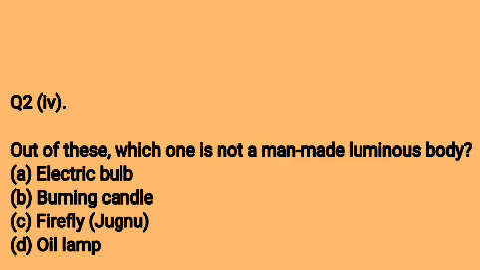Now we are going to see the next question, question number 2, part 4. Out of these, which one is not a man-made luminous body? The four options given are A, electric bulb, B, burning candle, C, firefly, it's also called jugnu, D, oil lamp.